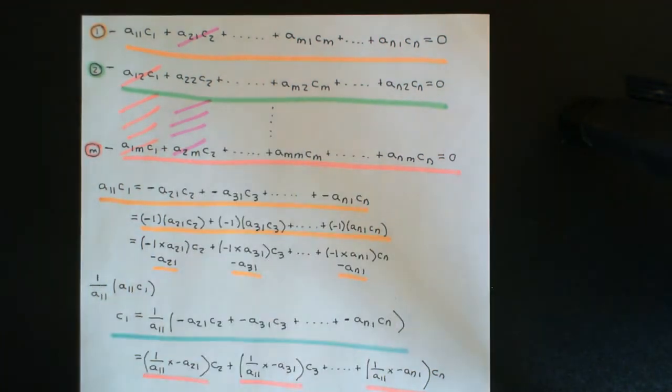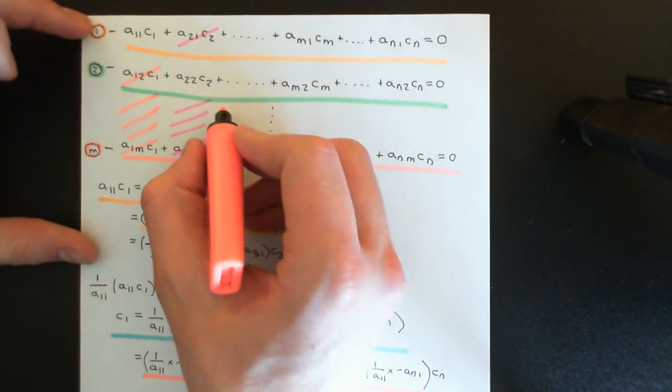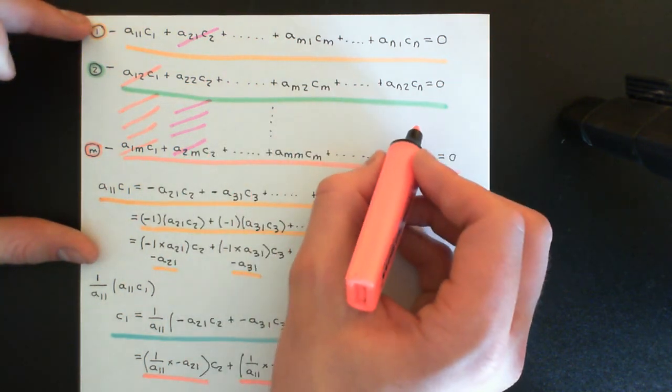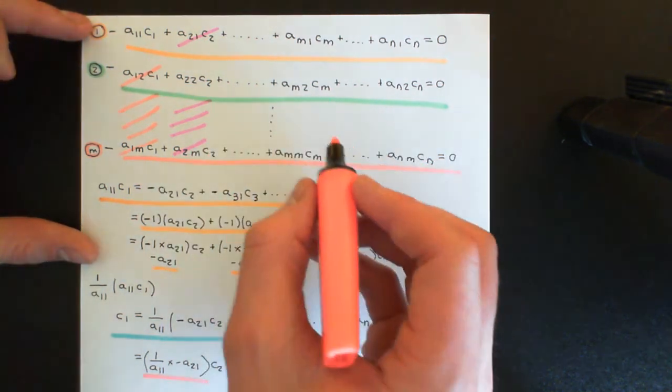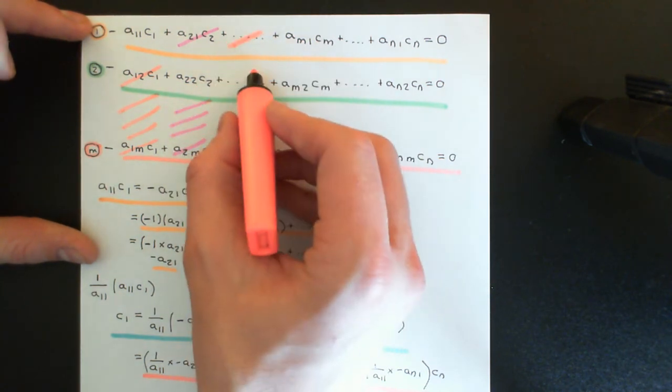You then go to equation number 3, and you say, okay, I'm going to use equation 3 to write C3 as a linear expression involving C4, C5, all the way up to Cn. And I'm going to use it to get rid of the third term from all the other equations.